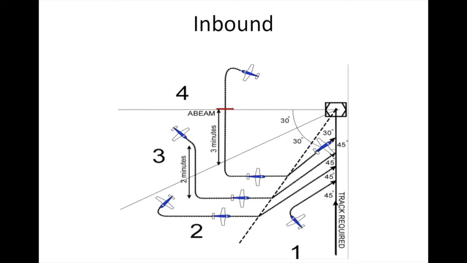And then the protocol or the proper way to intercept this radial depends on where you are. And the way it works is, if you are plus or minus 30 degrees from that radial, as you can see here, you're going to come at it at 45 degrees and intercept it. If you're between 30 to 60 degrees, you're going to come perpendicular to it, or abeam to it. You're going to fly perpendicular to it until you're 30 degrees from it, and that's when you turn 45 degrees towards that radial and intercept it.